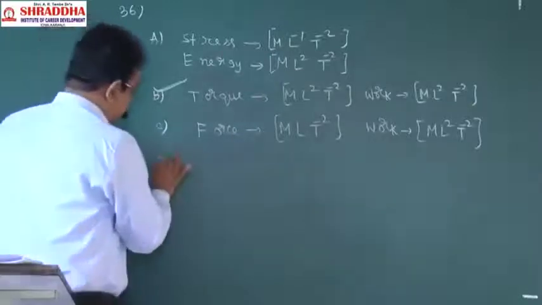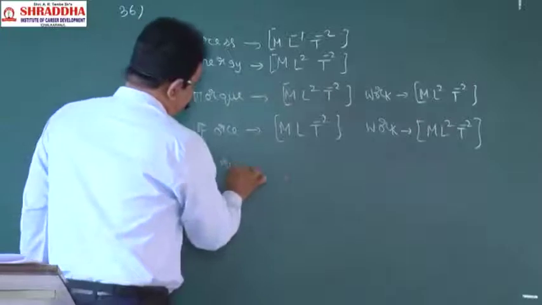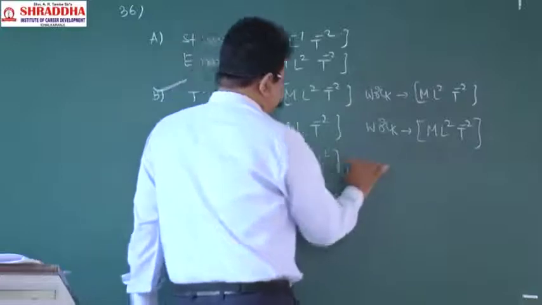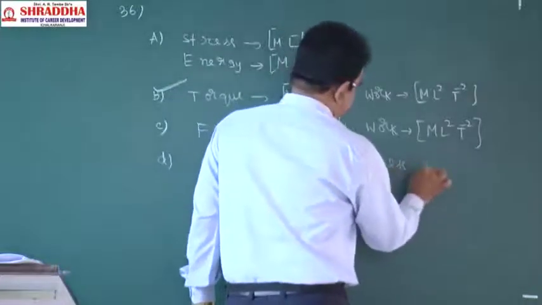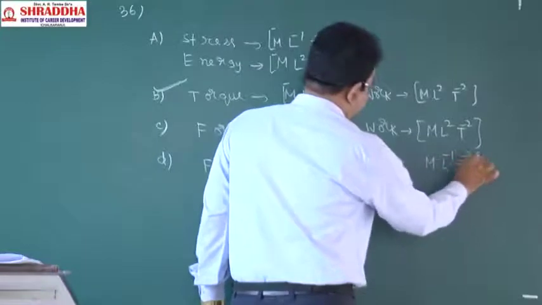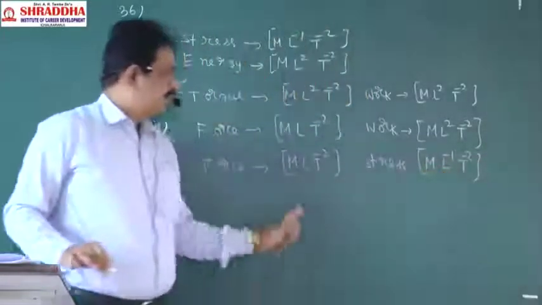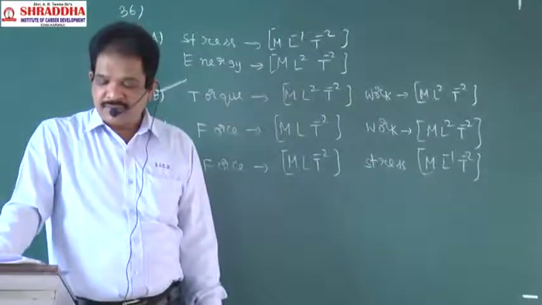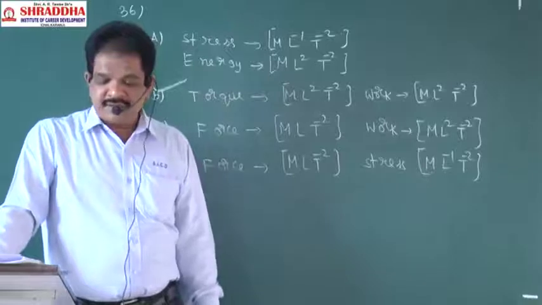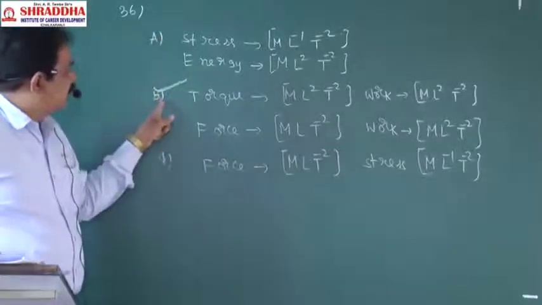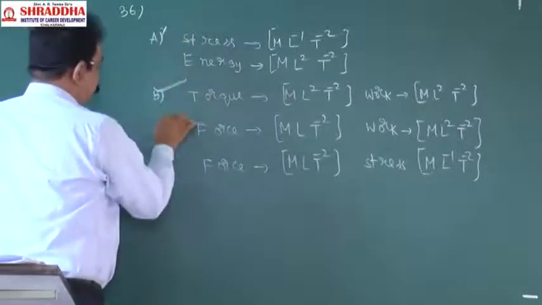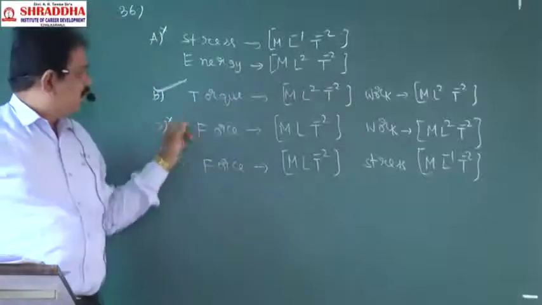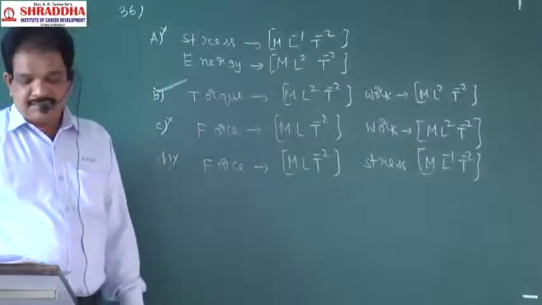Force and stress. Force, M L T power minus 2. Stress, M L power minus 1 T power minus 2. These two do not have the same dimensions. So that is also wrong. 36, so the answer will be B. These other sets do not have the same dimensional formula, so this is the answer. Clear?